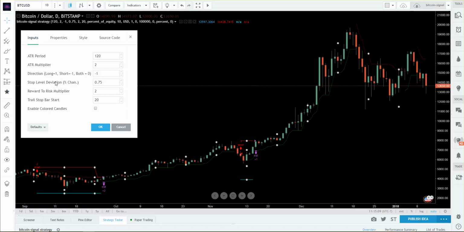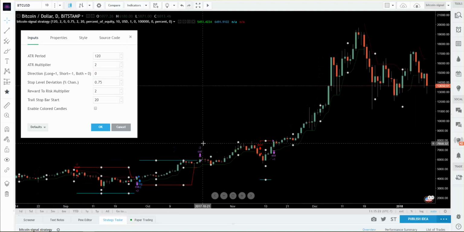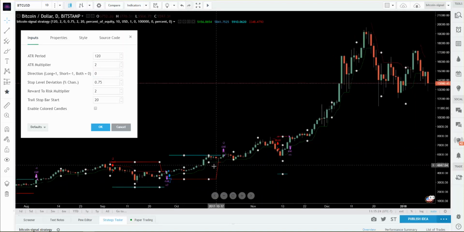The direction can be set to long, to 1, short, -1, or both. So we can set that to 0, and now it's taking long trades and it's taking short trades as well.